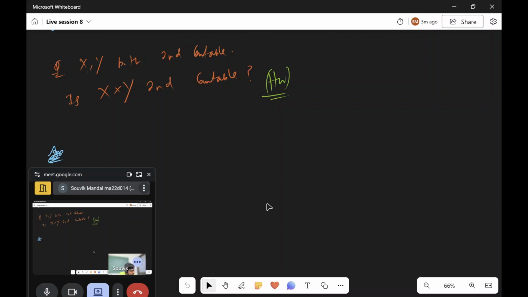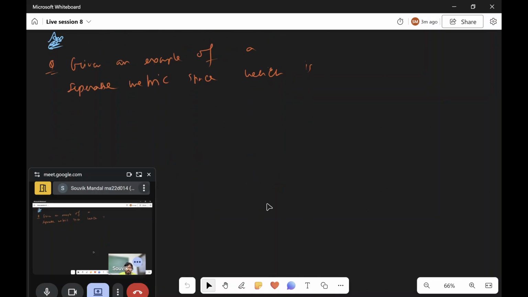So now we are going to the next question. The question is, give an example of a separable metric space which is first countable but not second countable. So the question is to give an example of a separable metric space which is first countable but not second countable.